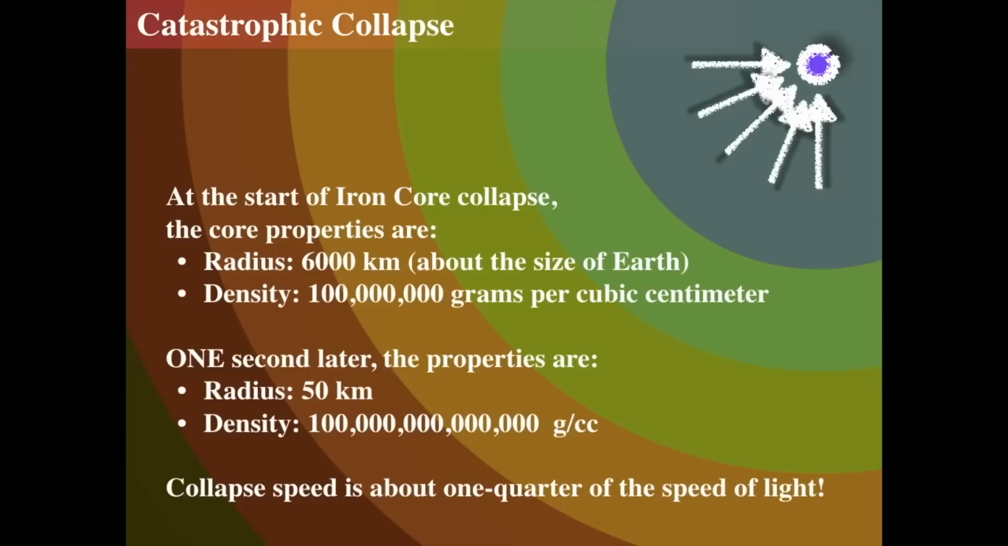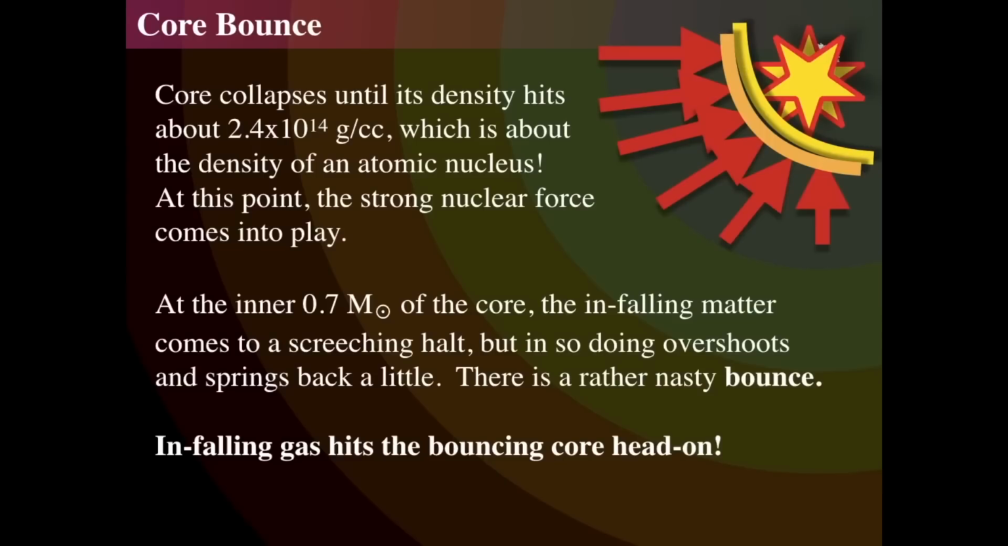So since they cannot compress, basically it makes a bounce. So then you have an enormous bounce off the core because material still is piling down on top of it. The core is now collapsing down to about 2.5 times 10 to the 14th grams per cubic centimeter, which is the density of an atomic nucleus. And the strong nuclear force now comes into play, which does all sorts of weird things. Strong nuclear force is really poorly understood.